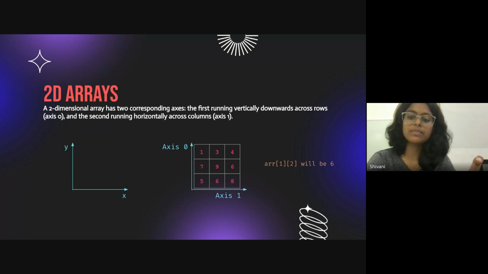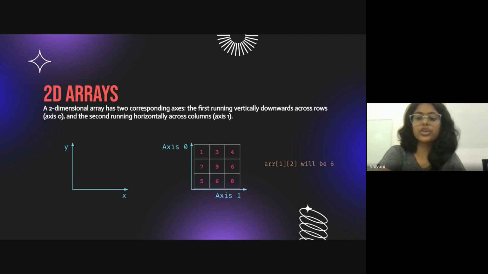So basically what this means is that the y-axis that you learn in math is axis 0, and the x-axis that you learn in math is going to be axis 1. So while it's supposed to run downwards, I've made it easier to understand by using the axes of a math graph, so for you to visualize and understand.